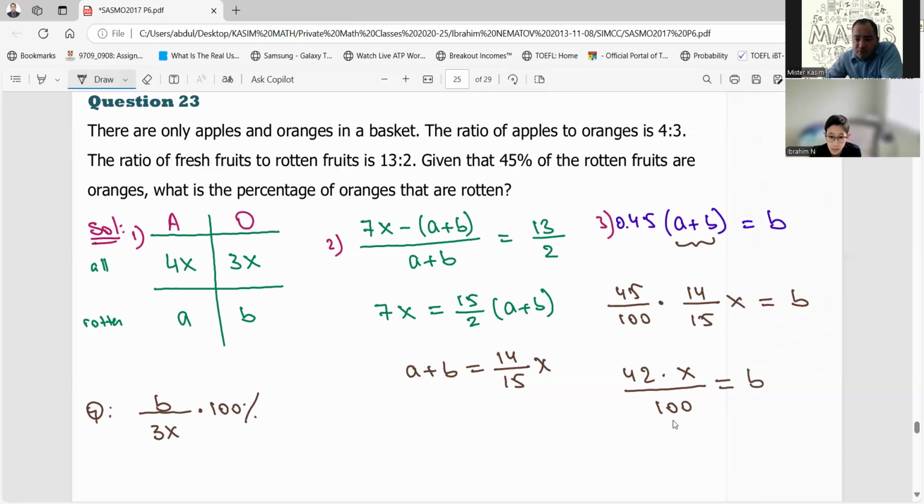And now I'm going to move 100 to the right-hand side and divide by x, right? So look, let me just calculate this one, okay? I can write it as 1/3 times b over x. What is b over x? 42 divided by 100, right? Times 100%.